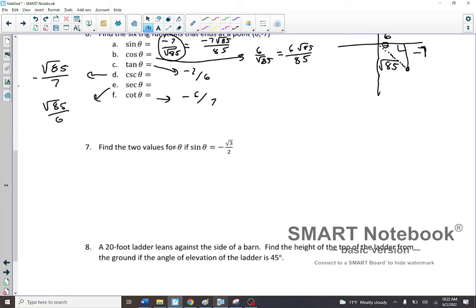Find the 2 values of theta if sine theta is negative root 3 over 2. All right, so this one would require a unit circle, but you could also use a calculator. First, I'll do the unit circle style. So you ask yourself, what sine values would be root 3 over 2?